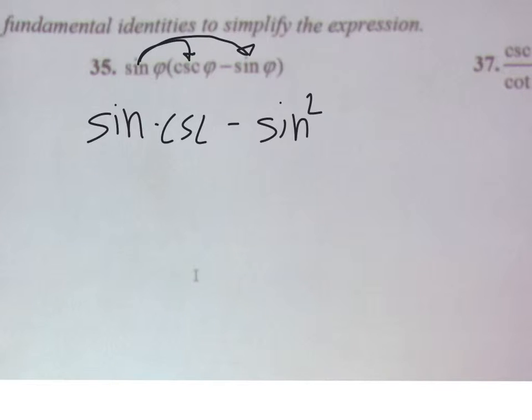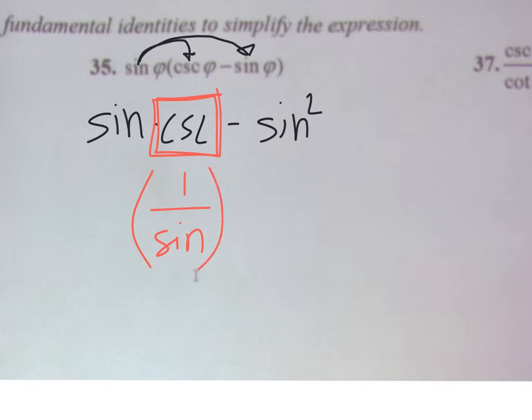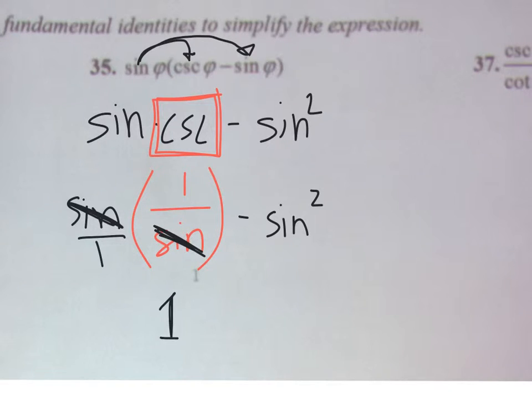Now we're going to do our trig substitution and replace cosecant with its friend, which is 1 over the sine, so those are equal. 1 over the cosecant is the same as the sine, so I replace cosecant with 1 over sine. If I were to multiply this together, we would know that sine over 1 times 1 over sine, anything times its reciprocal, is just 1. So 1 minus the sine squared.